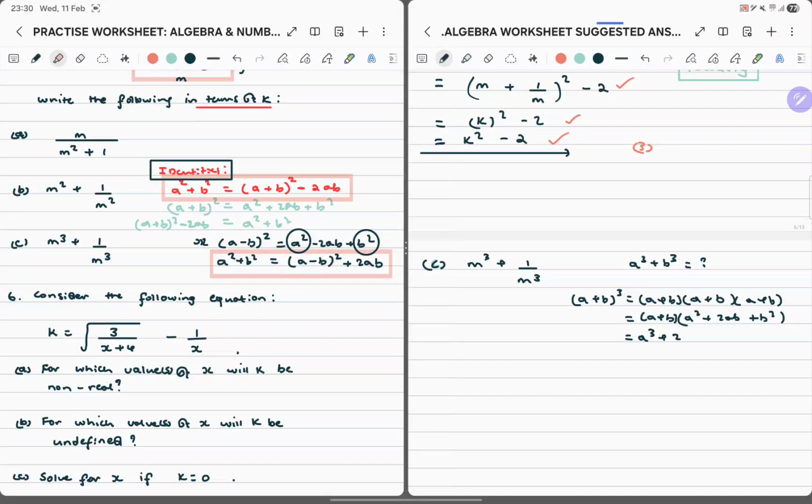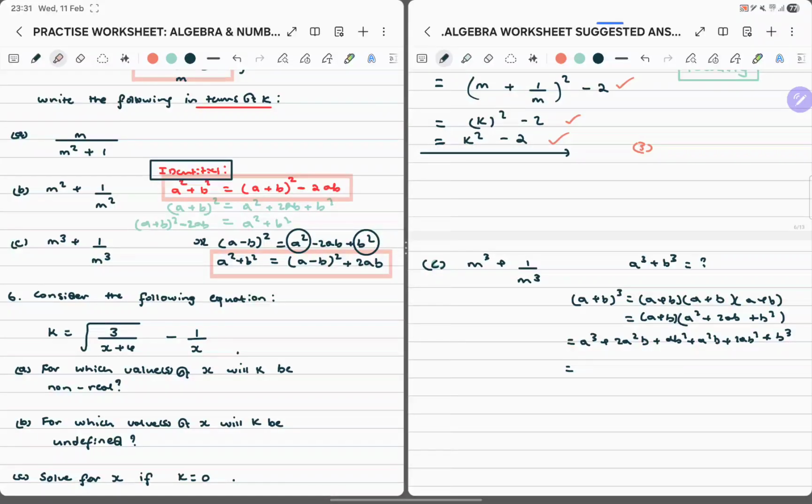plus 2a squared b plus ab squared. And then we're going to have plus a squared b plus 2ab squared plus b cubed.